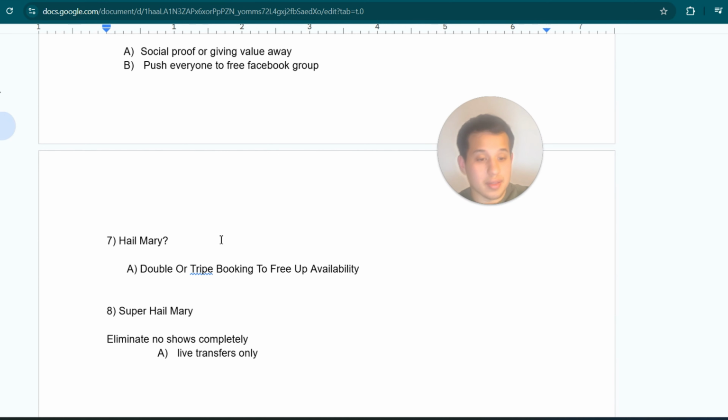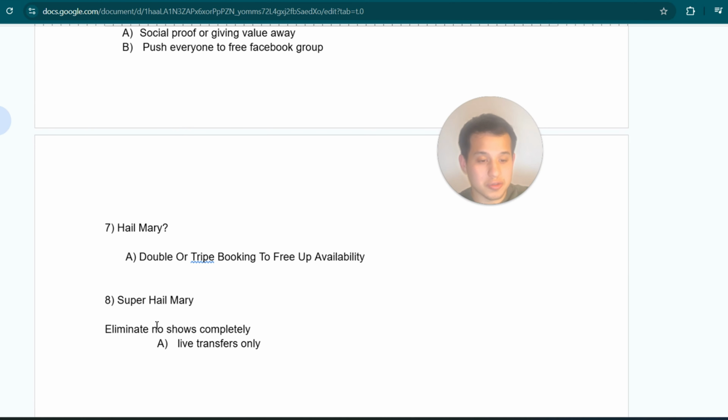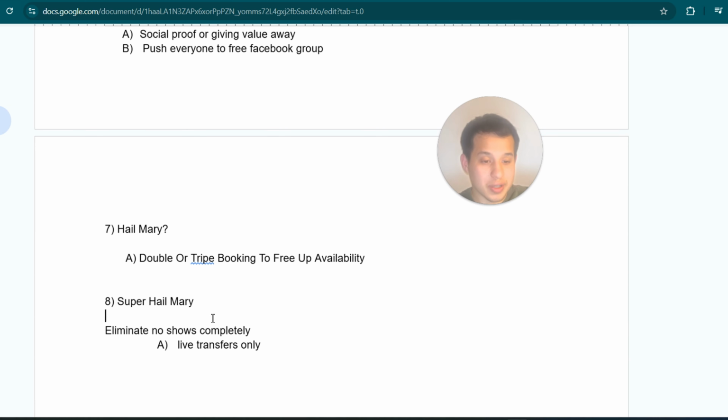The final step I have for you guys is called Super Hail Mary. So essentially, this strategy will just eliminate no-shows completely, right? With this strategy, right, you're not making anyone book in the calendar. There's no funnel in place, right? They just click the lead form, right? Or they book a calendar or whatever. Just book a lead form.